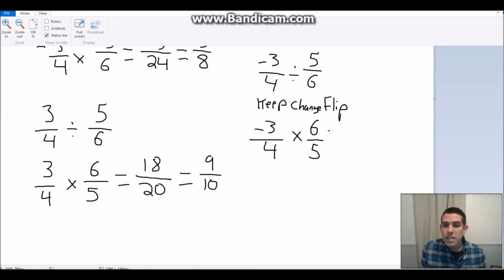Then we just do the multiplication like normal. -3 times 6 should be -18. 4 times 5 is 20. And we can simplify this one as well. So multiplication and division of negative fractions, actually pretty simple. Well, that's it, and I'll see you in class.